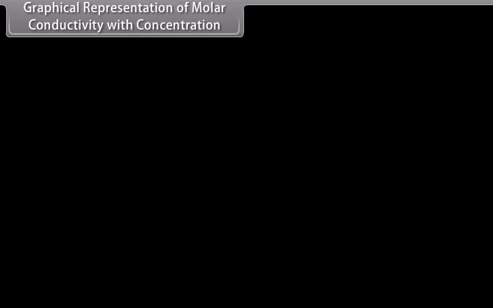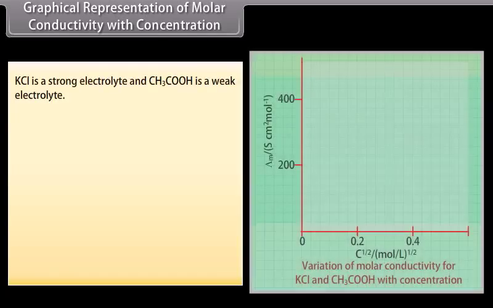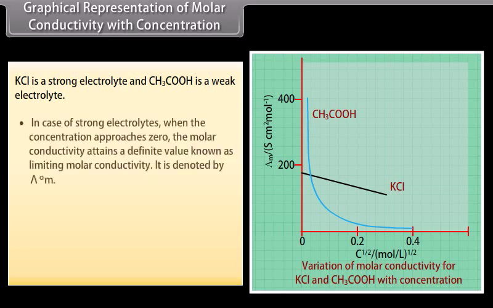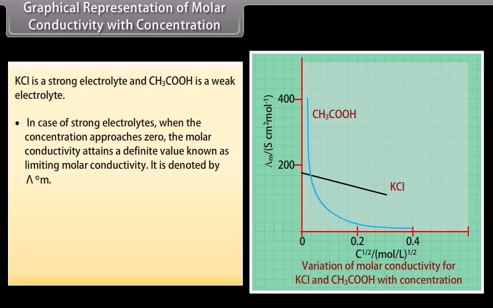Graphical representation of molar conductivity with concentration. KCl is a strong electrolyte and CH3COOH is a weak electrolyte. A graphical representation shows the variation of molar conductivity with concentration. In the case of strong electrolytes, when the concentration approaches zero, the molar conductivity attains a definite value known as limiting molar conductivity. It is denoted by lambda naught m.